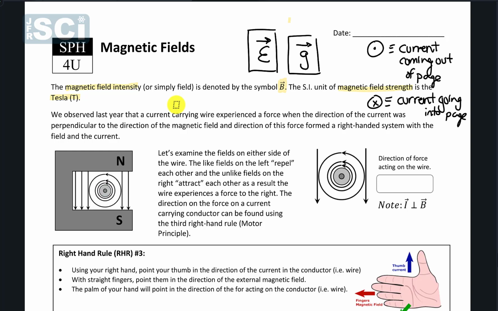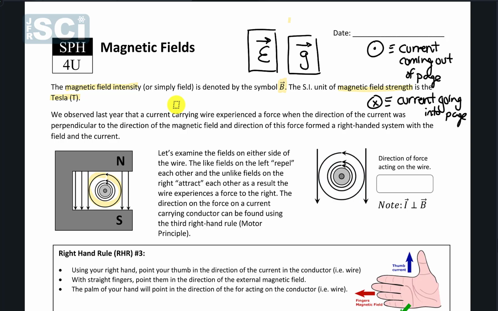So that would indicate to us that we would put our thumb coming straight out of the computer screen at us, and our fingers would naturally curl around this wire in a counterclockwise fashion. Now what I've done here is I've taken that same picture and I've put it here on the right hand side of our page. So you can see the current is still coming out of the page, and the magnetic field is still going counterclockwise.